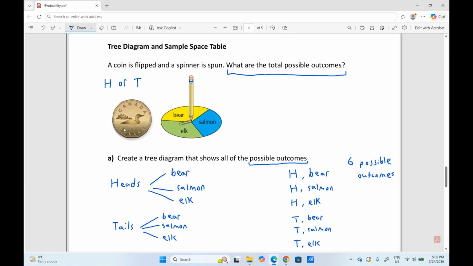So I guess I'll just show you right here. Notice there's 2 outcomes I can get from flipping a coin, heads or tails. So I'm going to write 2 here. And notice there's 3 outcomes for spinning the spinner: bear, salmon, or elk. So 3 outcomes here. What I'm going to do is just multiply them together. So the total outcomes from flipping a coin and the total outcomes from spinning a spinner, I just multiply them together and I get 6. So I still get 6 possible outcomes from this.